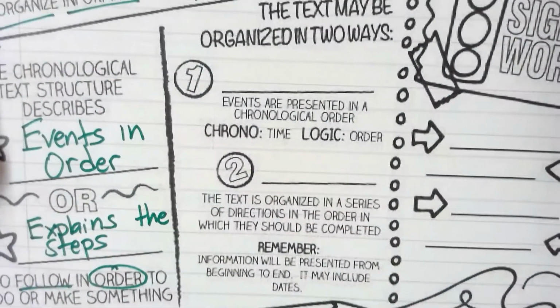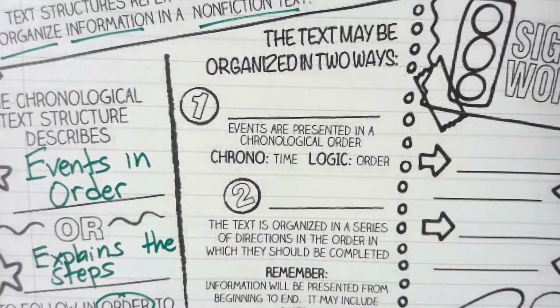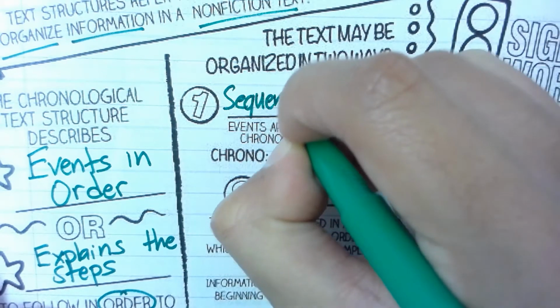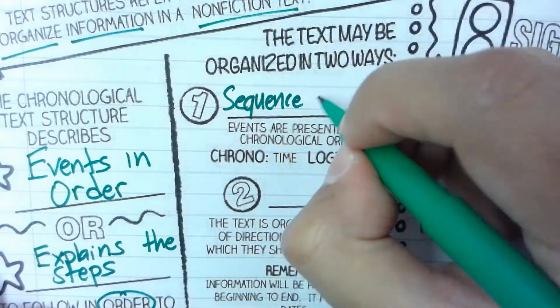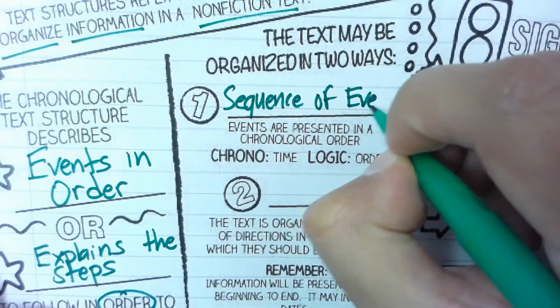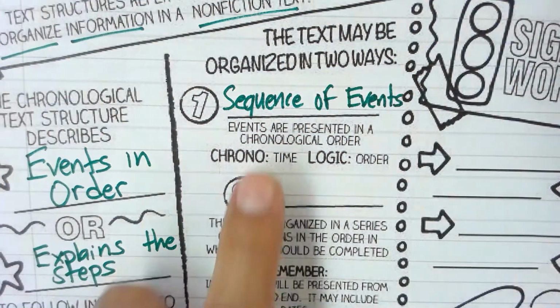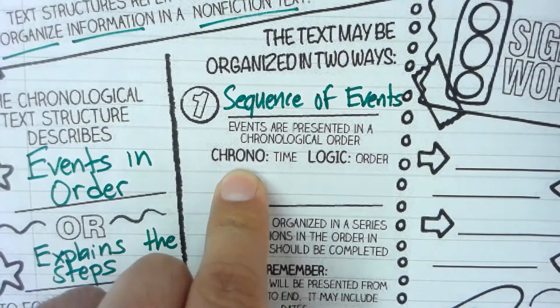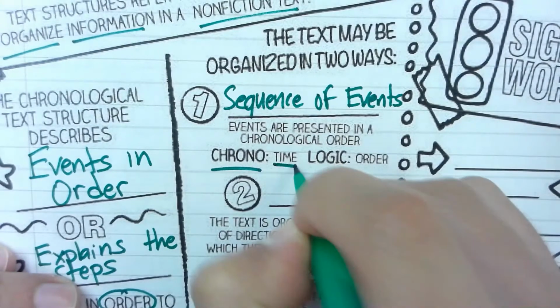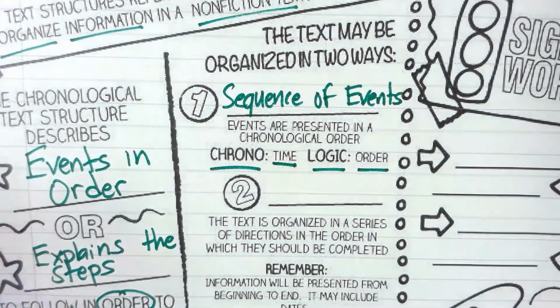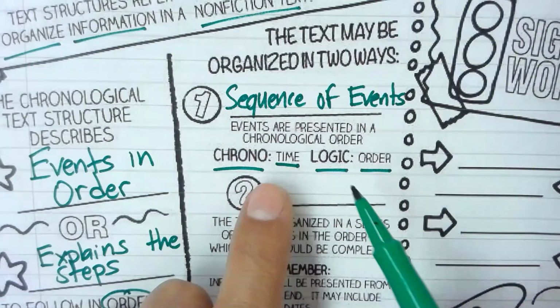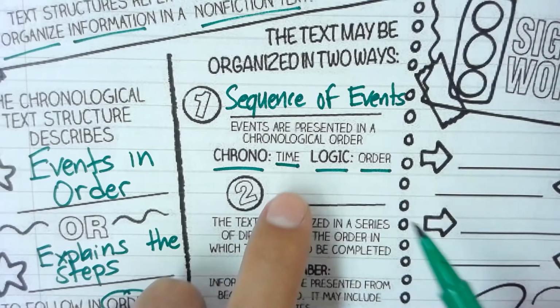The text may be organized in two ways. Sequence of events, meaning events are presented in a chronological order. The word chrono means time. Logic means order. So chronological meaning time order. It's organized in order through time. So time order.